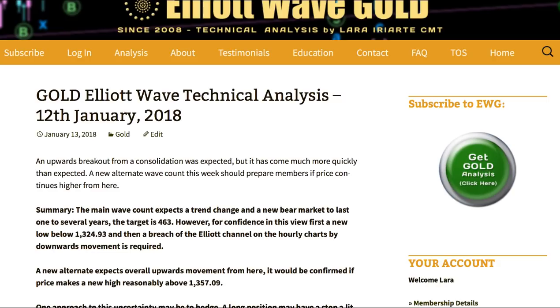And so I'm presenting a new very bullish alternate that will expect upward movement. If we can see a new high reasonably above 1357.09, then that would have confirmation. We can expect overall upward movement.